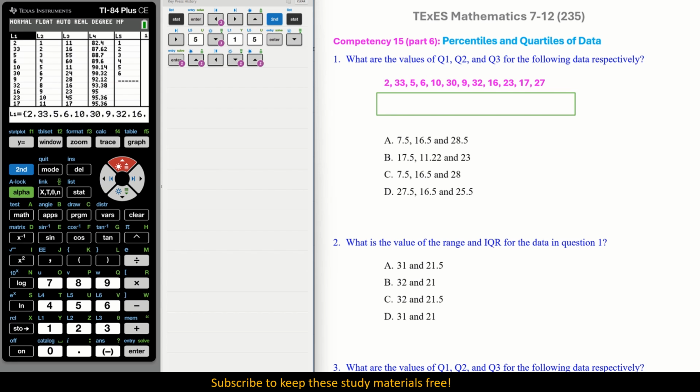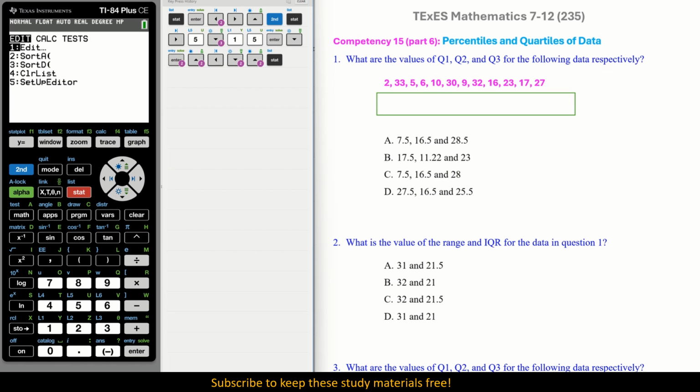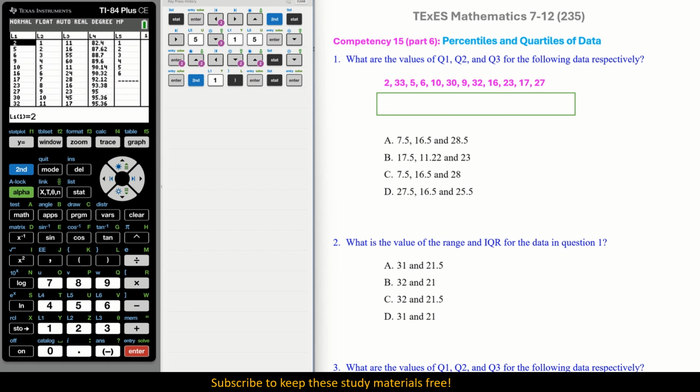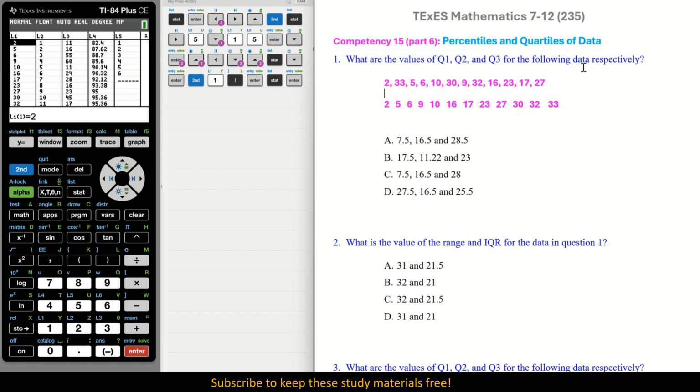What are we going to do? We need to go back to stat and we're sorting. That's number 2. I'm just going to arrow down, push enter, and it's waiting for the list. So we need to put in second 1 because we're using L1. I close the parentheses and push enter. It says it's done. Now go look at your list. We push enter again, and it is sorted. I've already typed that in over here, so we can delete this.